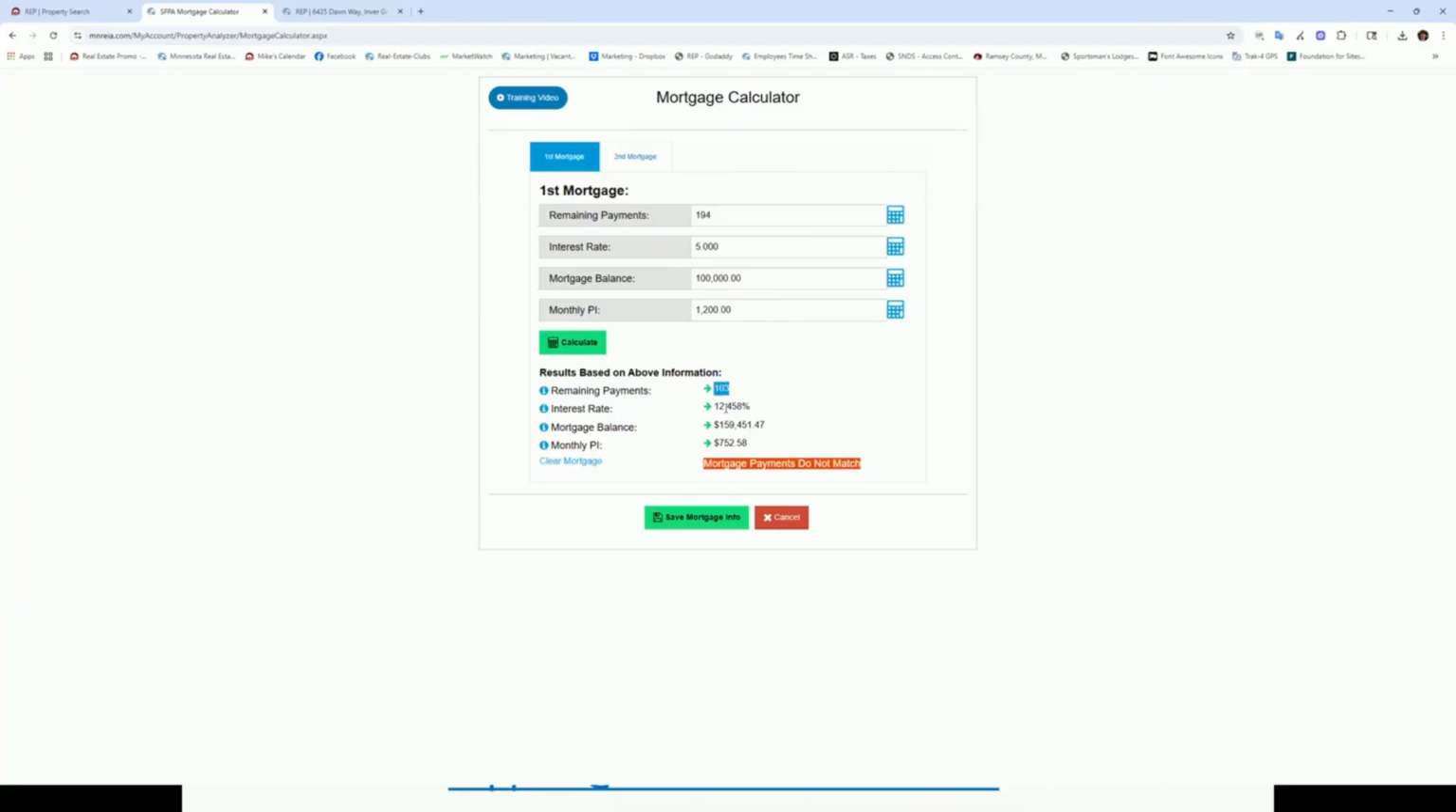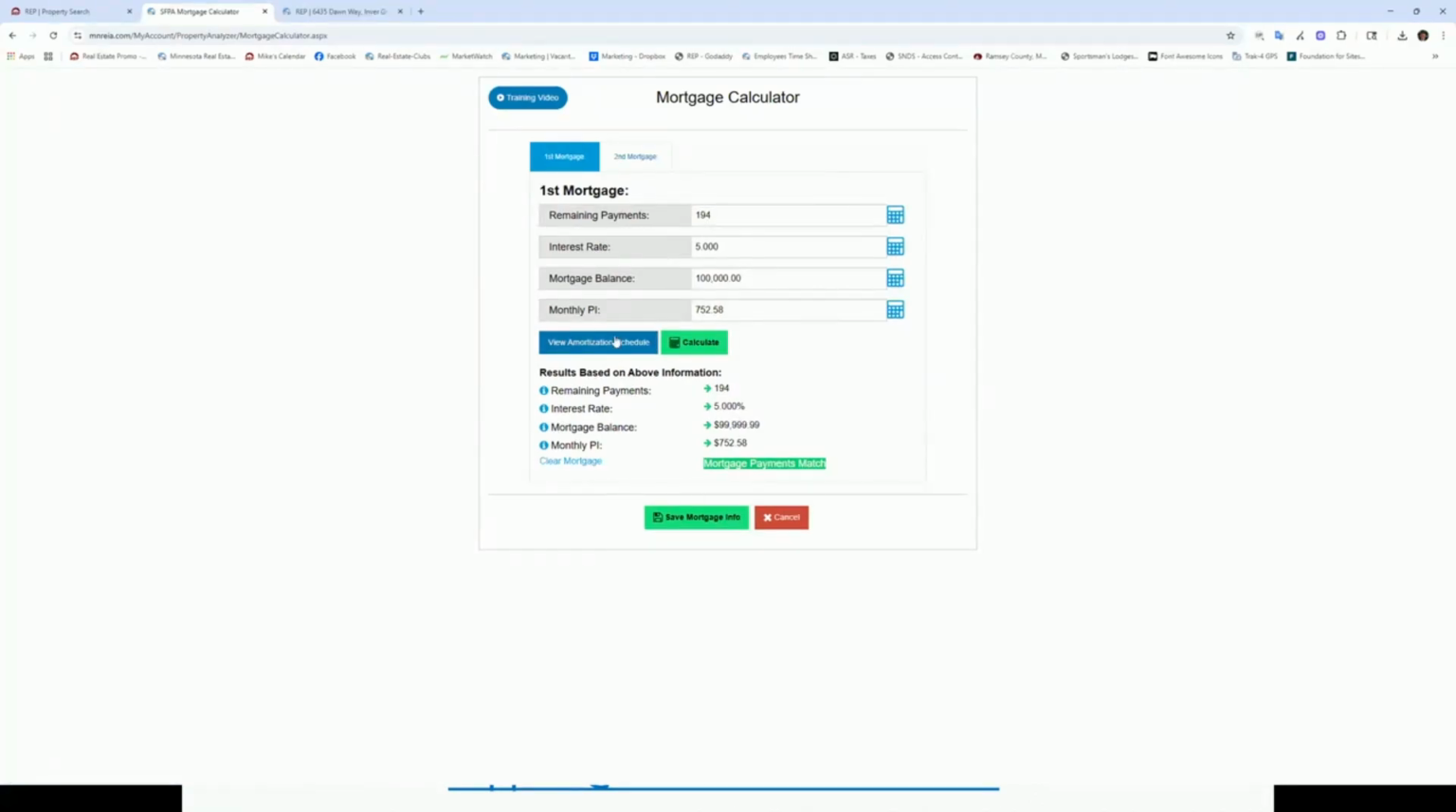It's like the remaining payments, there's actually 194 payments left if we have a $100,000 loan at 5% with a $1,200 a month payment. But usually, the seller is giving us what their PITI payment is, and we're not concerned about PITI. We want to know what the principal and interest is. Well, down below, it's breaking that out. So based on 194 payments at 5% interest with a $100,000 balance, our principal and interest portion of the payment is $752.58. So we can just go ahead and use that. It'll calculate all that for us.